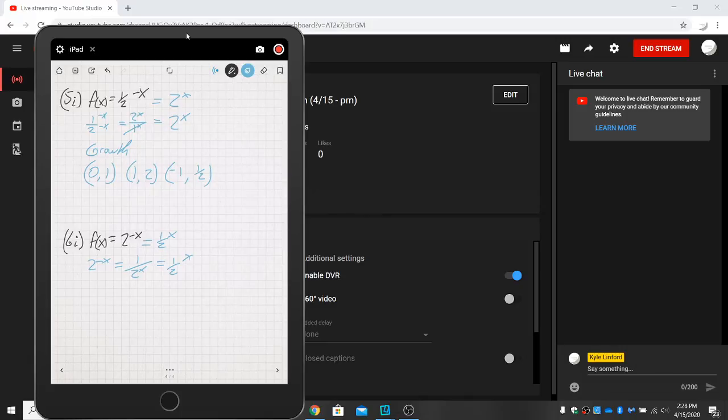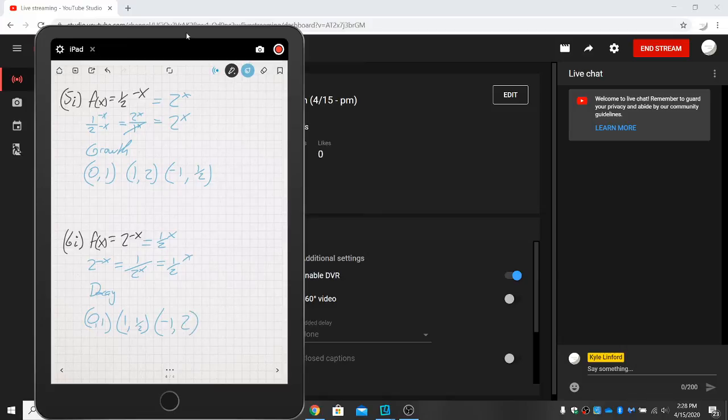If I look at this example of 1/2 to the x power, I know that this is going to show exponential decay. It's going to have the y-intercept (0, 1), and when I plug 1 in, it'll have 1/2. But when I plug in -1, 1/2 to the -1 power, it'll give me a 2.